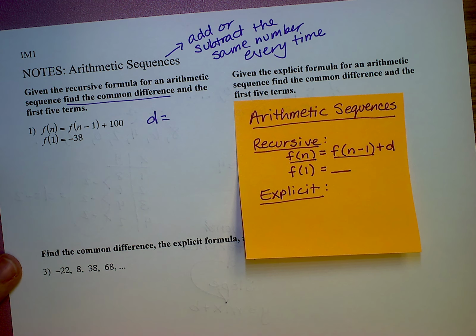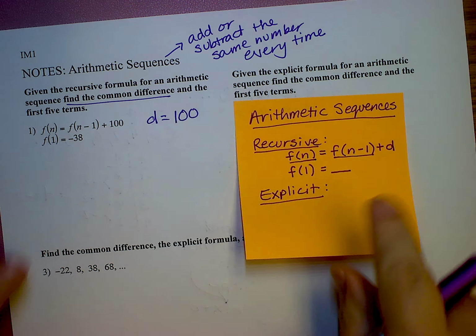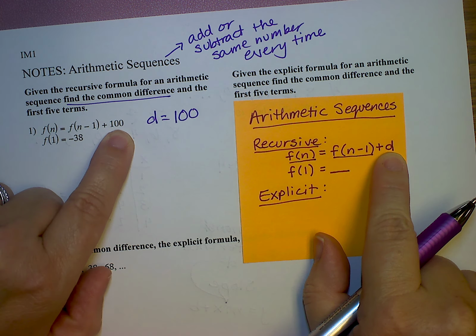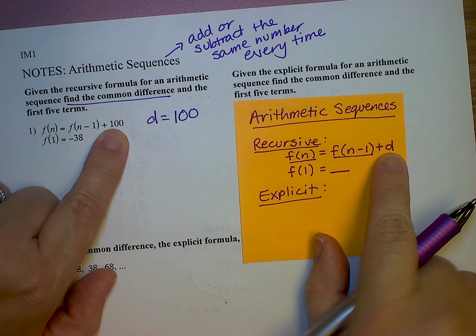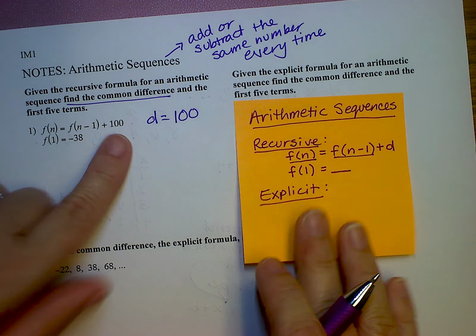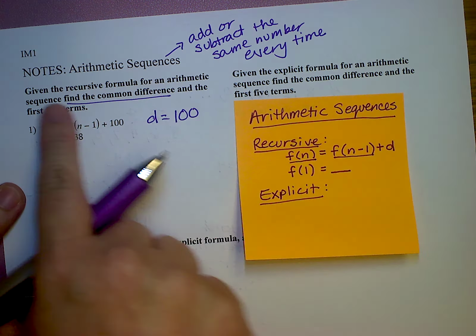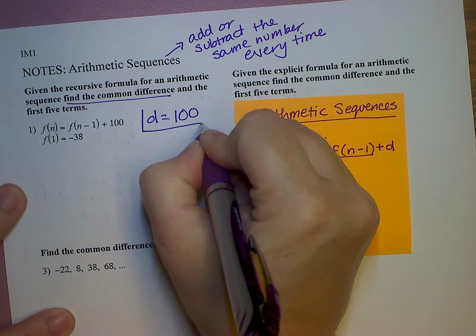Anybody? 100. Because that's the number that's being added. Now, what if this was a minus 100? What would that make my d value? Negative 100, exactly. Okay? Now, so, given the recursive formula for an arithmetic, find the common difference, done.